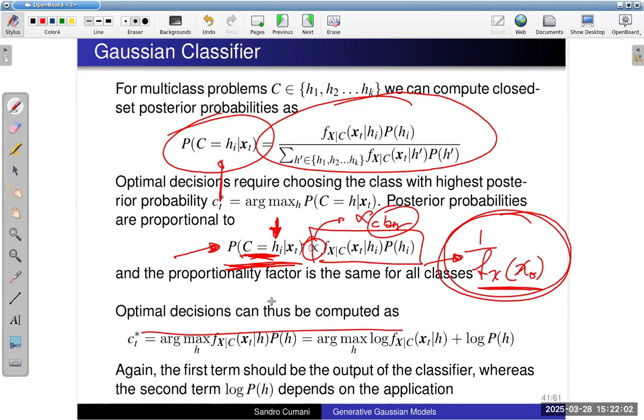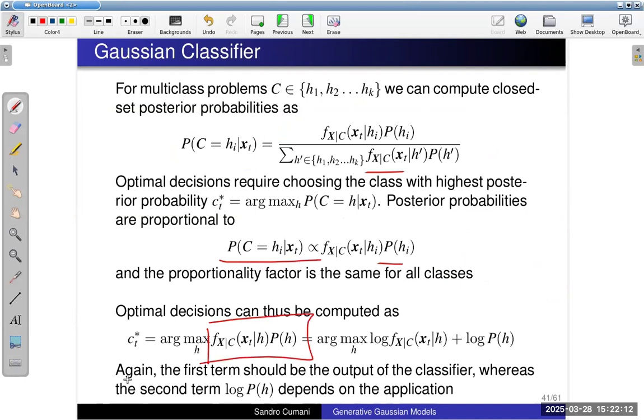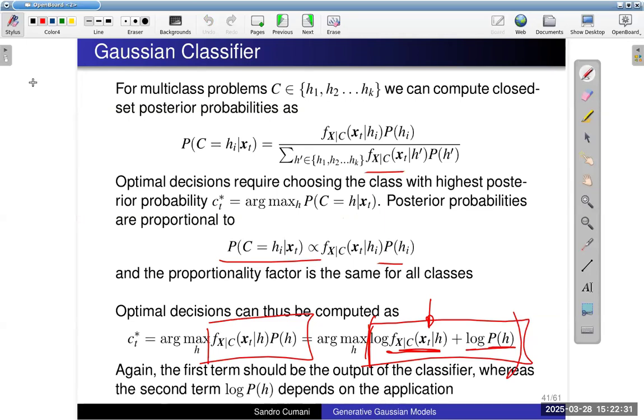Optimal decisions, we said, are obtained by computing the class that maximizes our class posterior, which corresponds to maximization of the joint likelihood. Written in terms of logarithm, we have maximization of the logarithm of the class conditional plus the logarithm of the prior. Which means that to compute the solution to our multiclass classification problem, we can, for each class, compute the vector of class conditional.